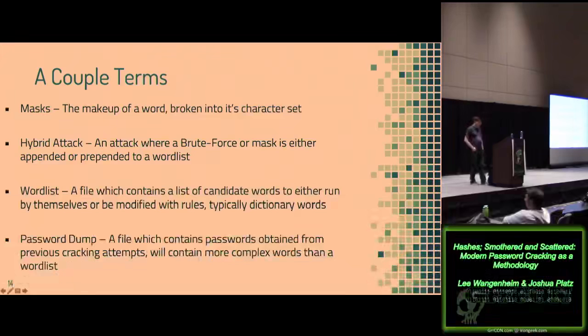The difference between a word list and a password dump, this one comes up a lot. So a word list is something that we use to generate potential passwords using rules. So a word list is going to be dictionary words. I use this a lot if I'm based out of Columbus, Ohio. So if I'm going up against a company in Columbus, Ohio, I'm going to use Ohio State.